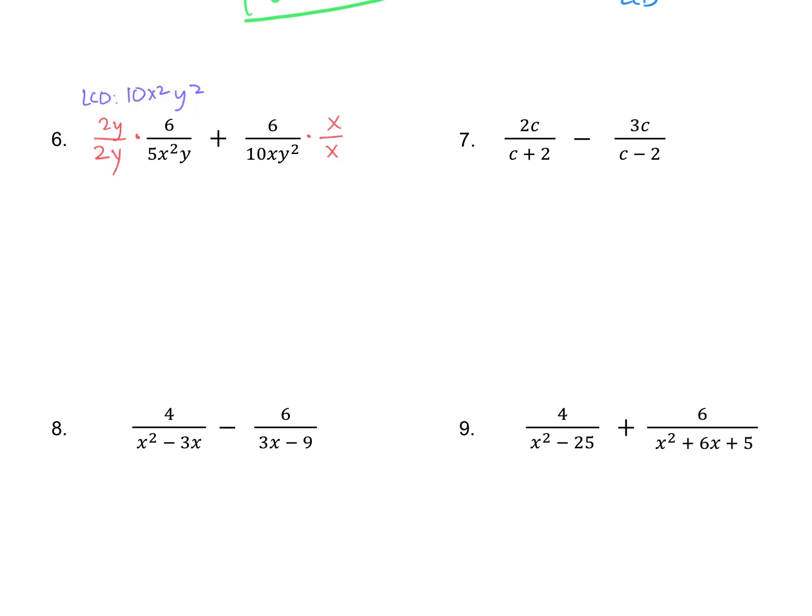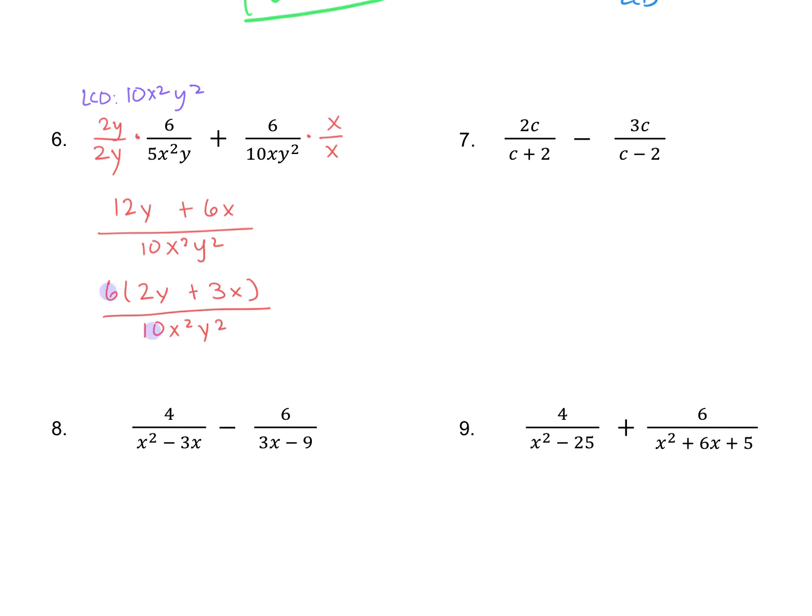Okay, so simplify and then combine like terms and see what you get. Right now I have this, so I need to factor if I can. In the numerator I can factor out 6. I'm left with 2y plus 3x all over 10x squared y squared. Now these two numbers can be simplified on the outside here.